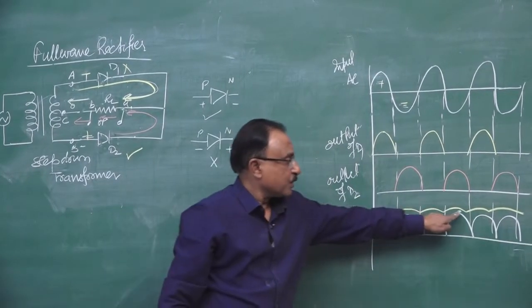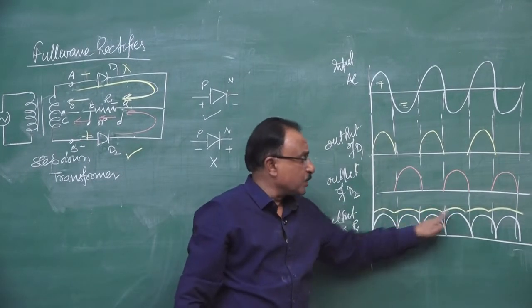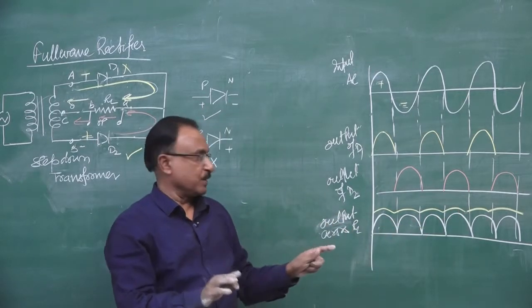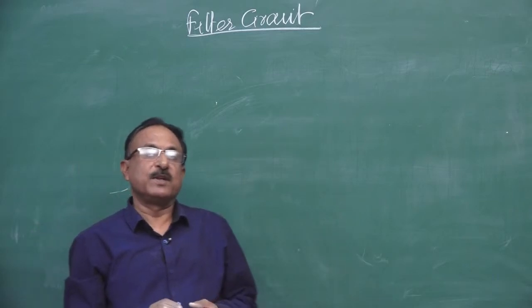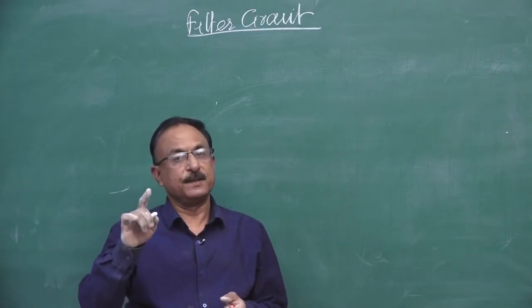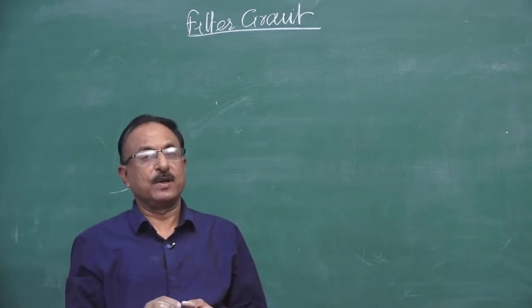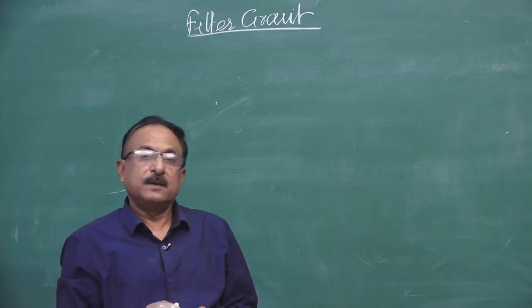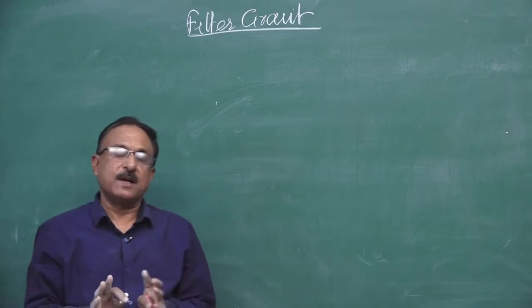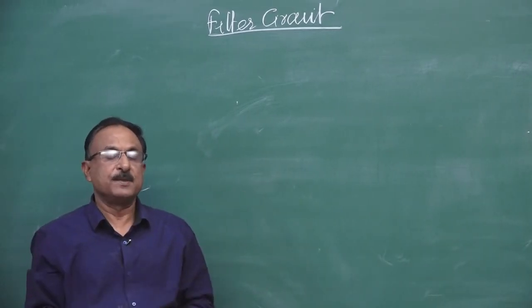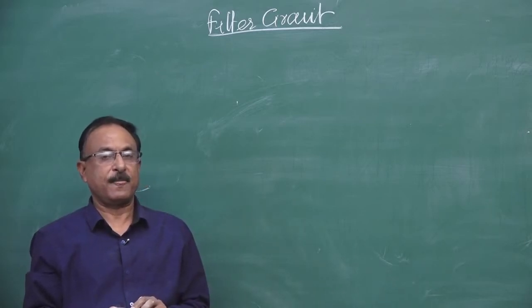This is our resultant output. It is almost continuous, with some fluctuation, but less fluctuation. As we discussed, the output of the rectifier is fluctuating DC. It is DC, but it is fluctuating, and these fluctuations we call AC ripple. These fluctuations are undesirable. We want a constant, steady current, just like we get from the battery.